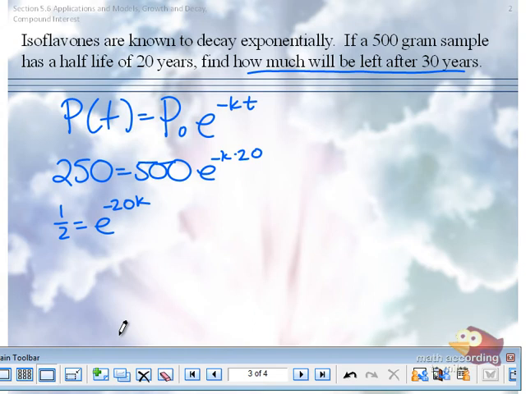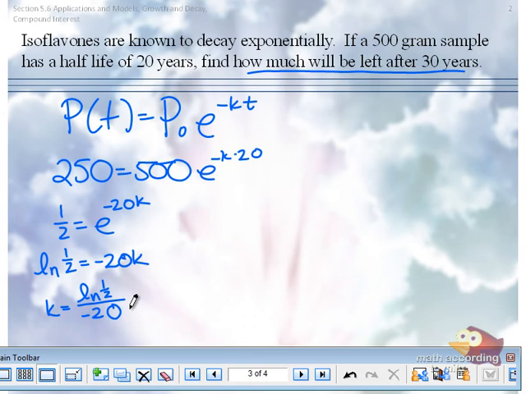So use a log. What type of log are we going to need? So the natural log of 1/2 equals negative 20k. To solve for k, we're going to divide both sides by negative 20. So the exact value of k would be the natural log of 1/2 over negative 20. Don't round this, because if you do, the rest of the answer will be off. So we found our k.